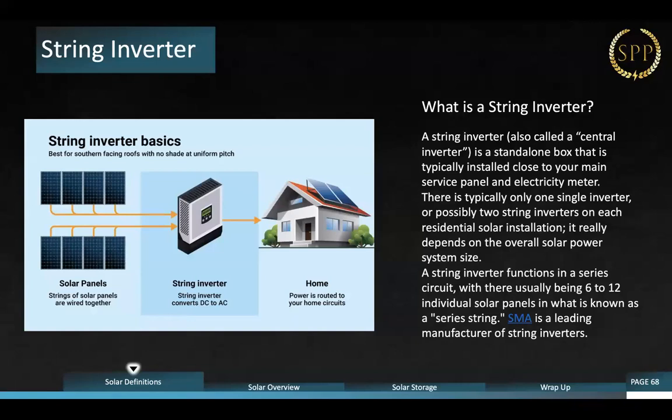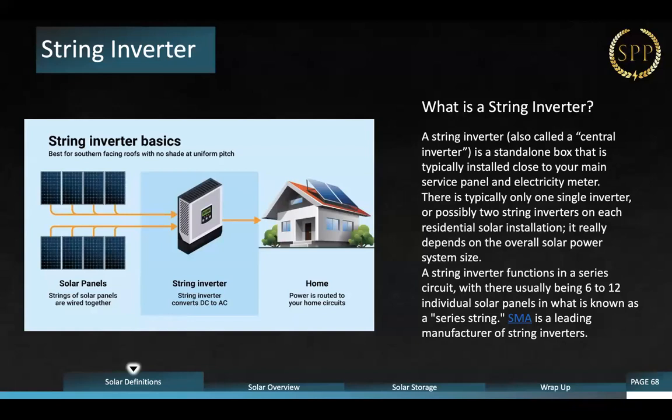There's typically only one single inverter or possibly two string inverters on each residential solar system. It really depends on the overall solar system size. A string inverter functions in a series circuit, with there usually being 6 to 12 individual solar panels in what is known as a series string. SMA is the leading manufacturer of string inverters.